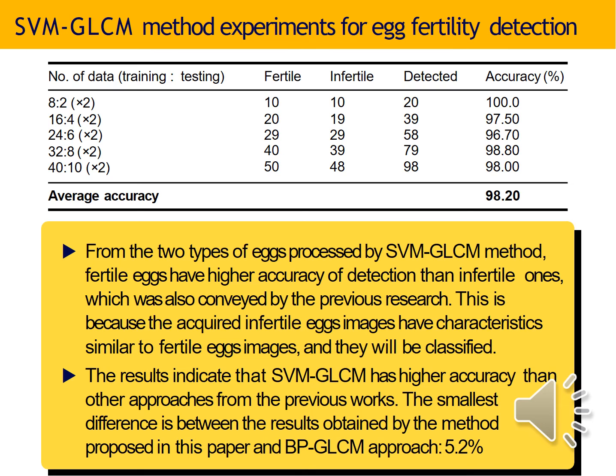This is because the acquired infertile egg images have characteristics similar to fertile egg images, and they will be misclassified. The result indicates that SVM GLCM has higher accuracy than the other approaches from previous work. The smallest difference, between the result obtained by the method proposed in this paper and the BP GLCM approach, is 5.2%.